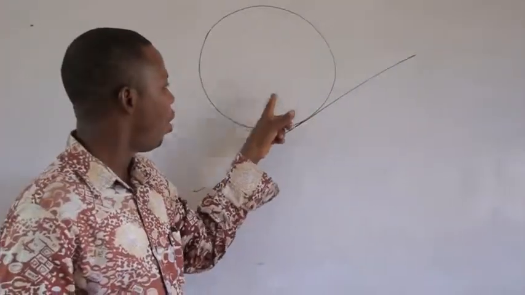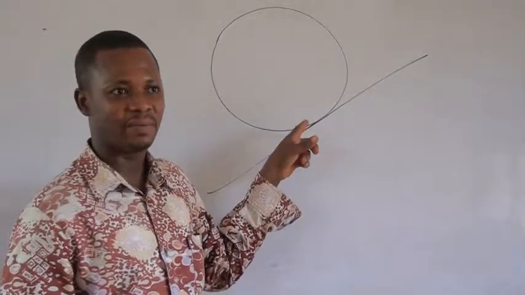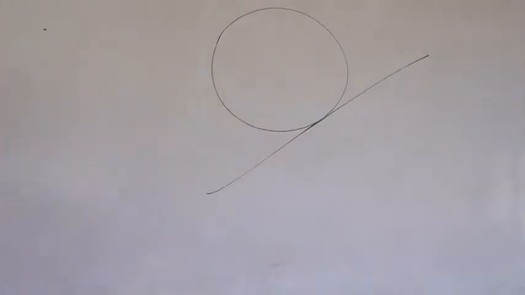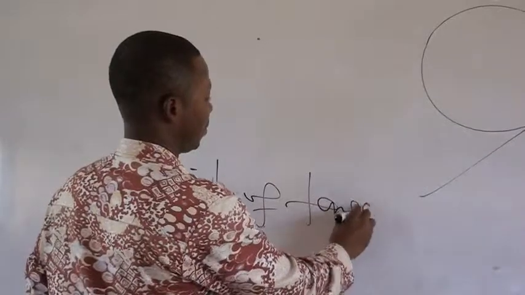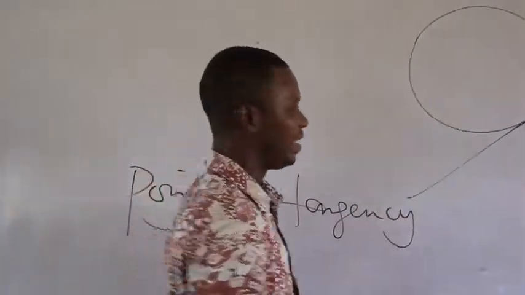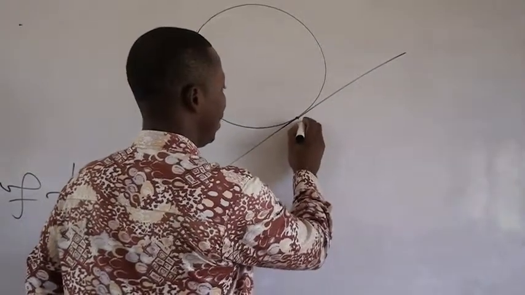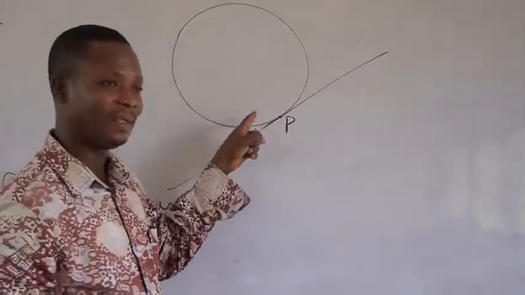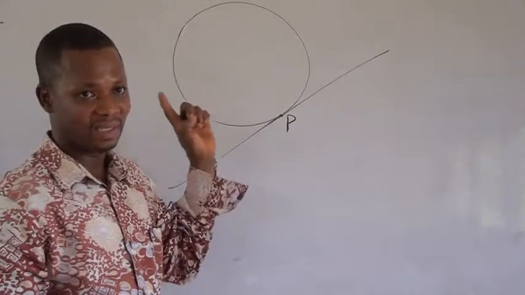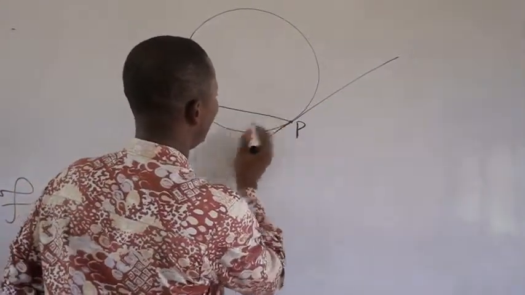Okay. So we have a tangent touching the circle at a point. Where it touches the circle at a point, that point is called what? What name is given to that point? Point of what? Yes. Point of tangency. So if this place here is our P, we can say the point P where the tangent touches the circle is a point of what? Tangency.